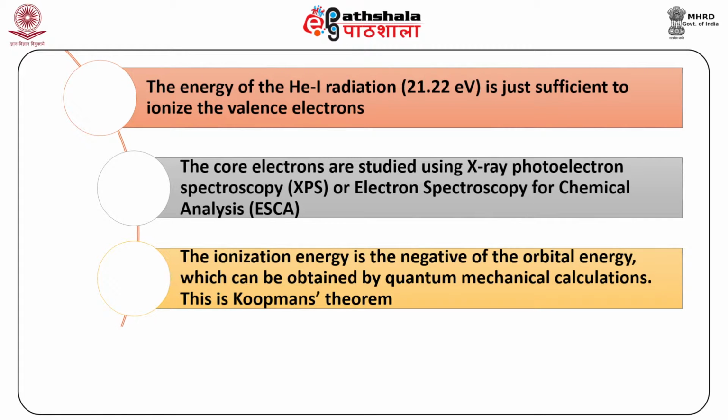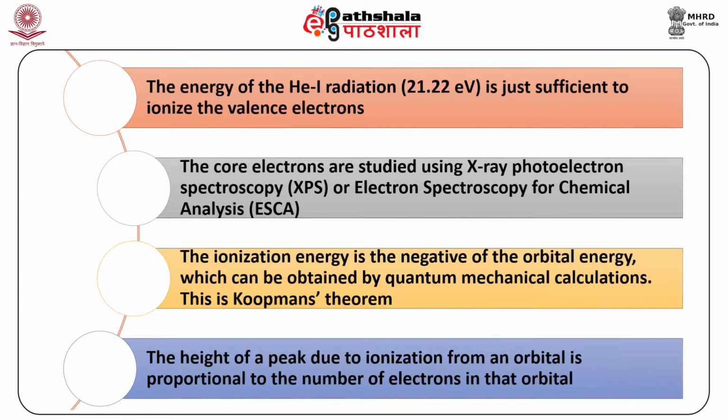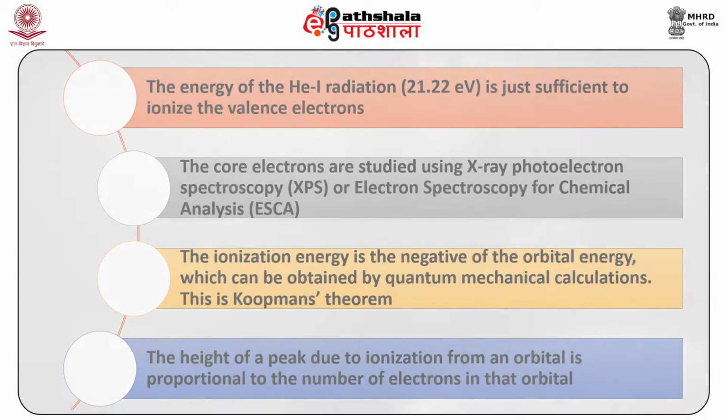The ionization energy is the negative of the orbital energy, which can be obtained by using quantum mechanical calculations, and this is Koopmans' theorem. And finally, the height of a peak due to ionization from an orbital is proportional to the number of electrons which were there in that particular orbital.